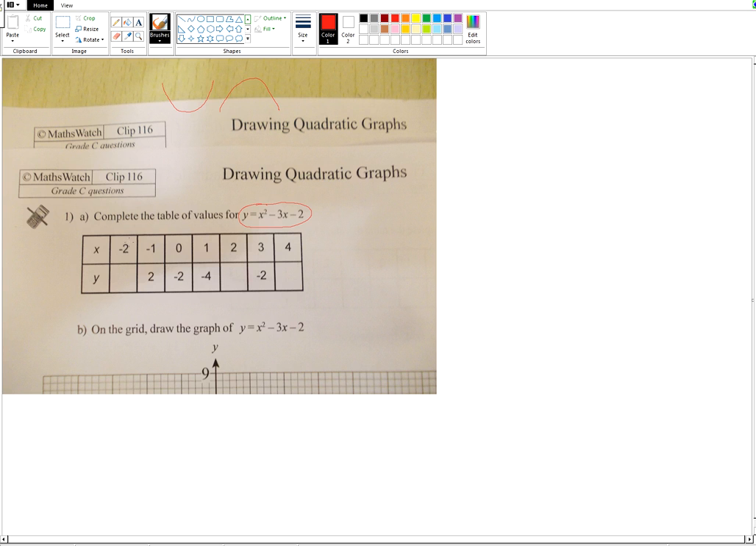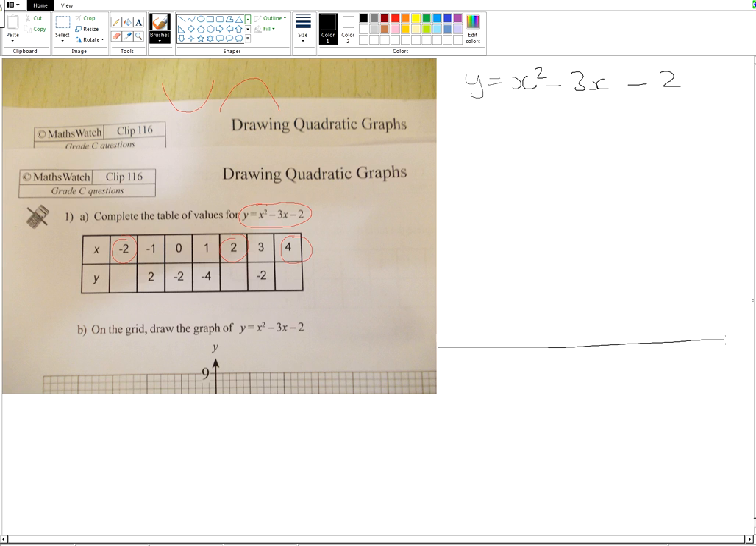So now we've got the -2 value, the 2 value, and the 4 value. We've got three substitutions to do. So let's set out the scene here. So first of all, y is equal to x squared minus 3x minus 2.